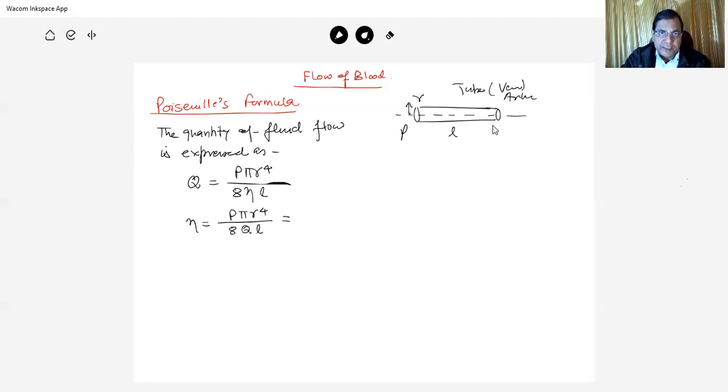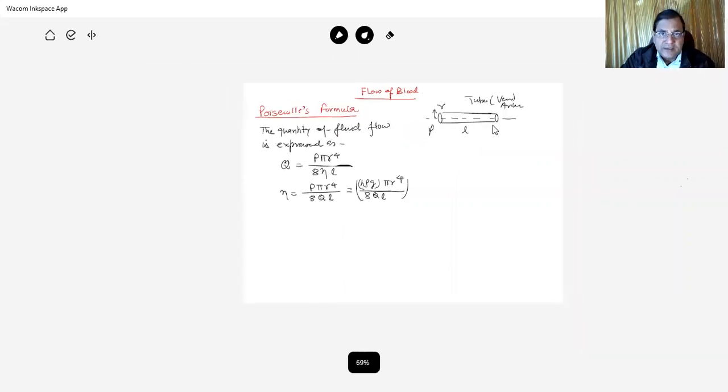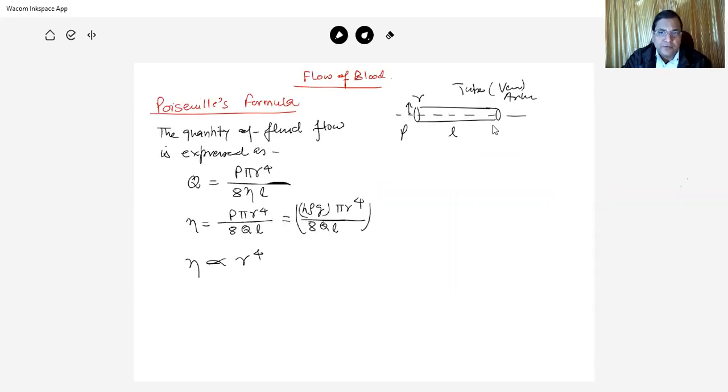So this pressure is h rho g. This is the pressure, and this is P pi R to the power 4 upon 8QL. So this part, Q is proportional to R to the power 4. And Poiseuille had one experiment as well. This is the experiment.